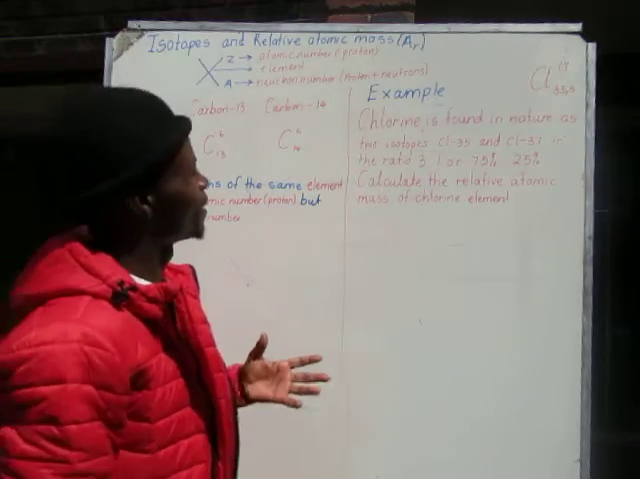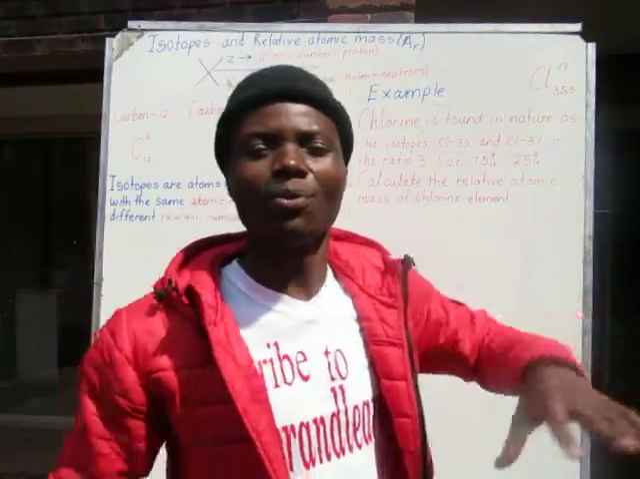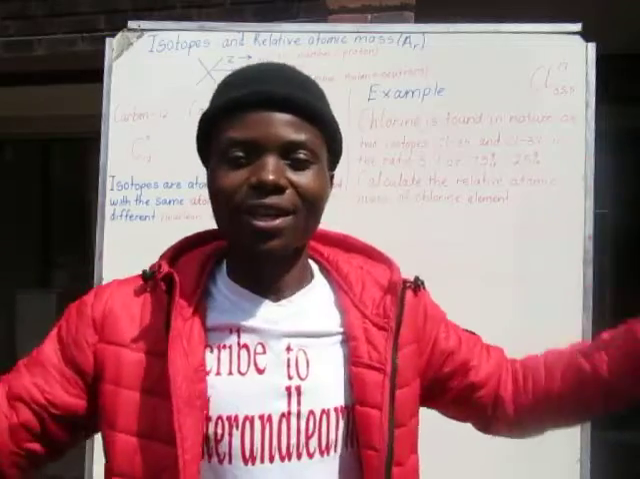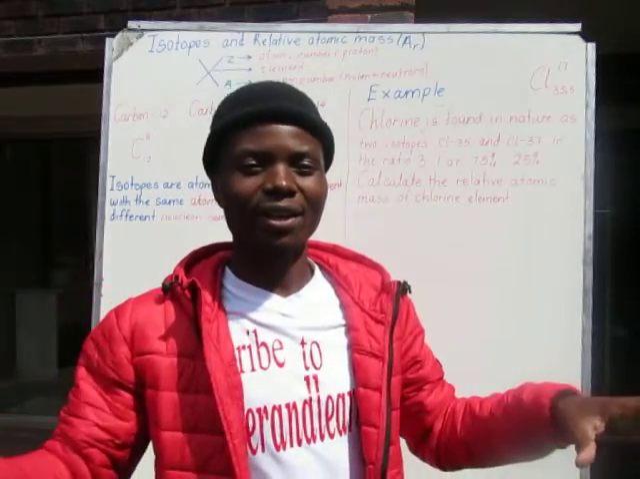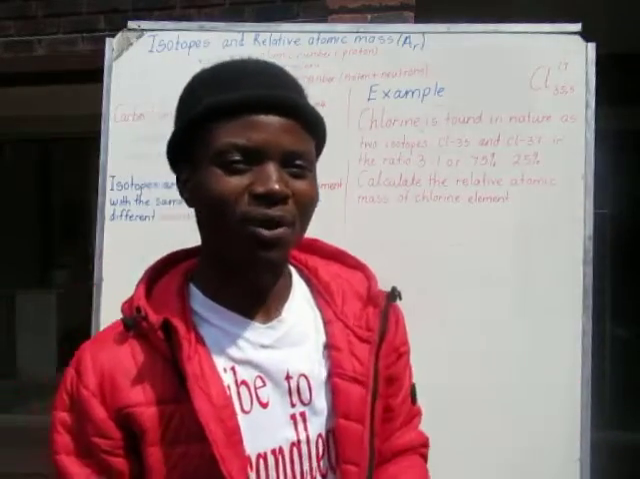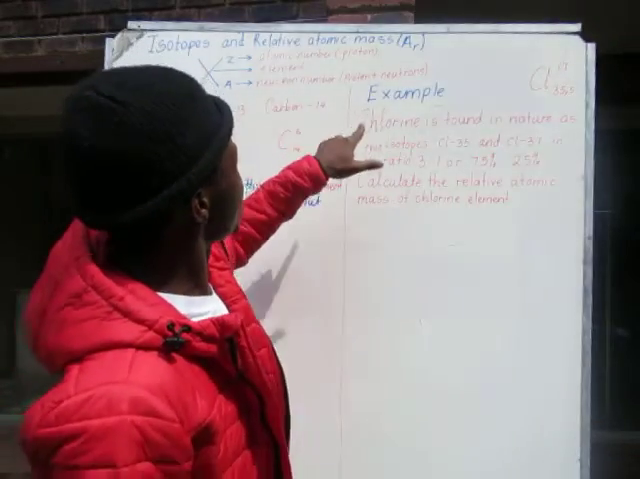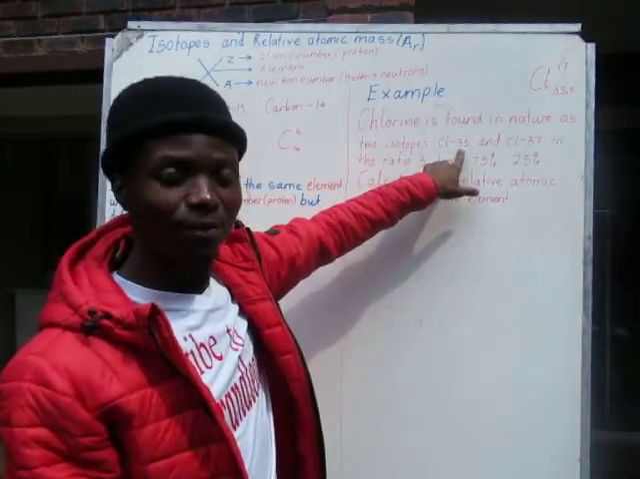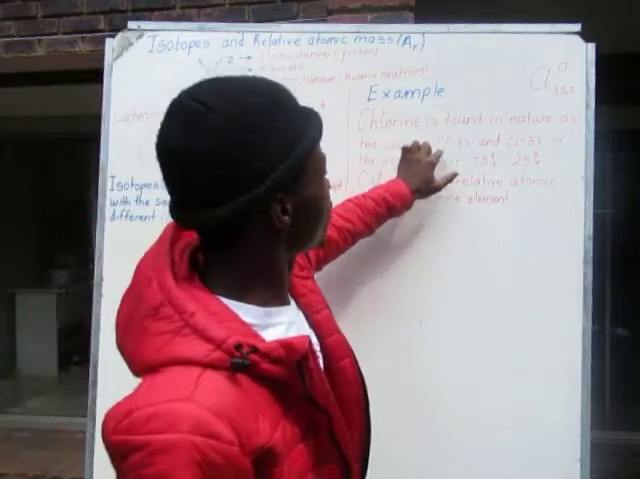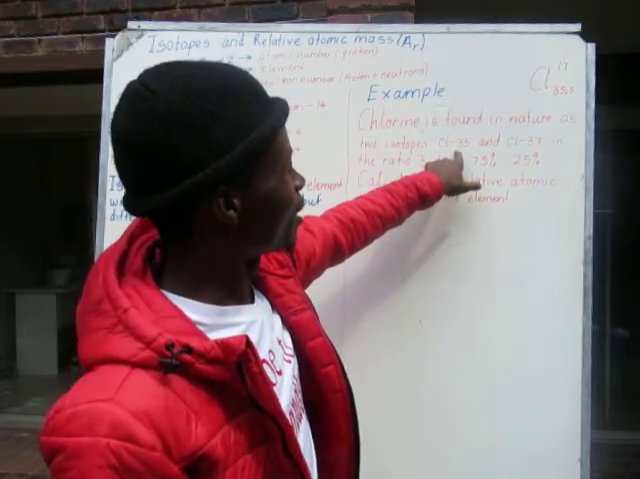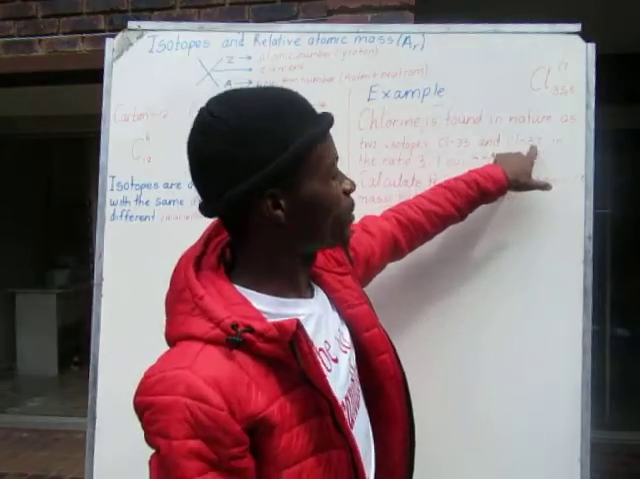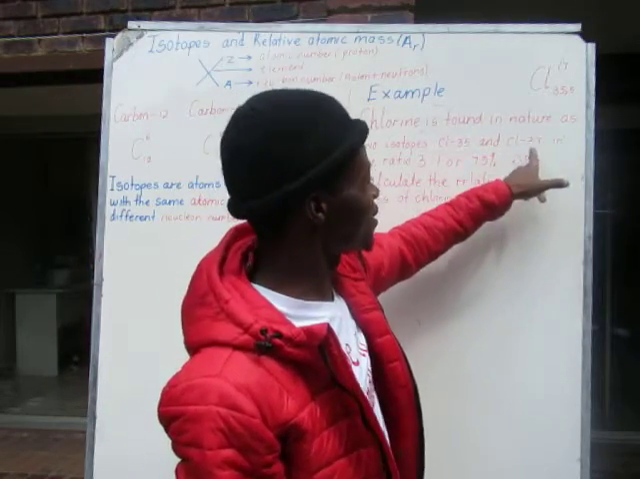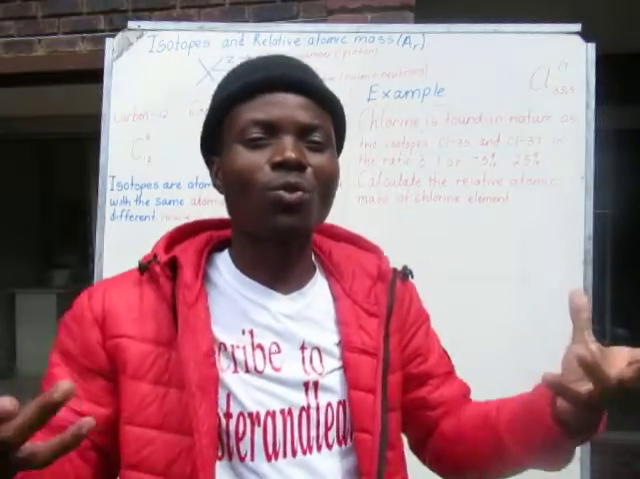For example, let's take a look at this example. In real air, chlorine is found in 2 isotopes. That means we have 2 types of chlorine in the air. The first type of chlorine has a nucleon number of 35. So that means this chlorine has 35. That's the nucleon number. And the chlorine 37, that means it has 37 nucleon number. So they don't weigh the same.